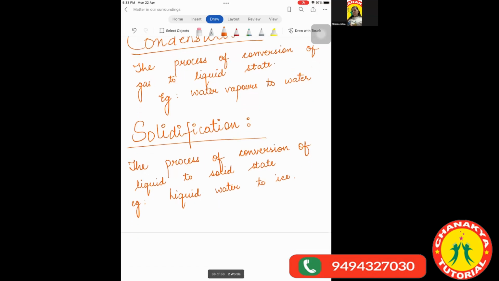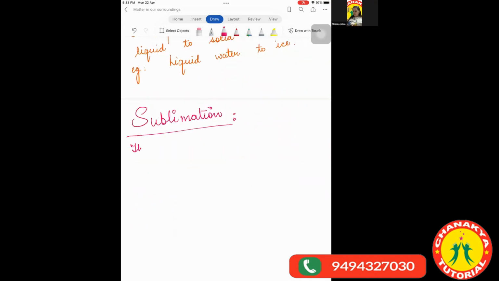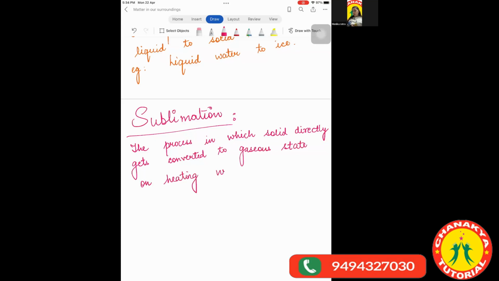Fine. Then we have the next process as sublimation, which you are all already aware. We have discussed sublimation earlier. So sublimation is the process in which the solid directly gets converted to gaseous state on heating without passing through the liquid state. Now we have a few examples of the substances which undergo sublimation.